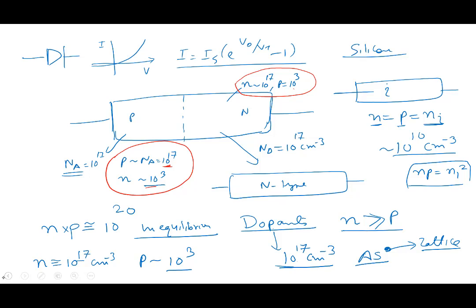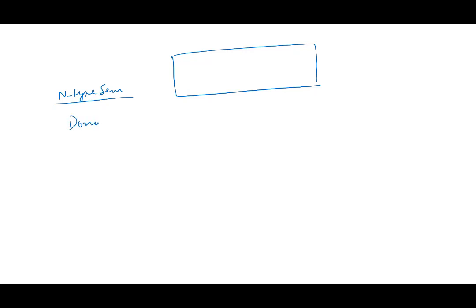So what is the picture that we have? Let's say I have an N-type semiconductor. The picture is that we have all these donor atoms that have been added, right? Donor impurity, an example is arsenic. And the arsenic gets ionized. It loses an electron to the lattice.